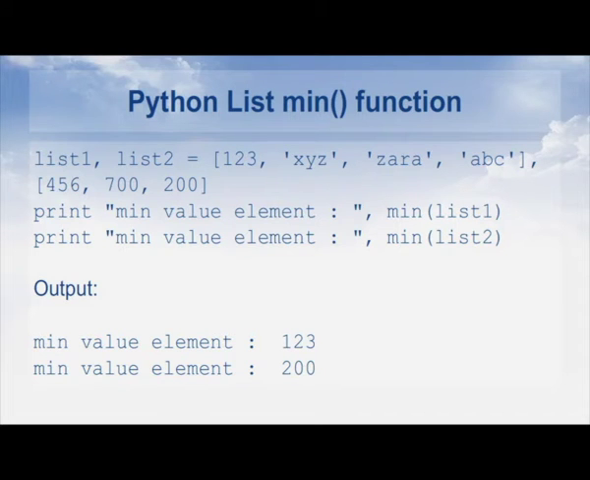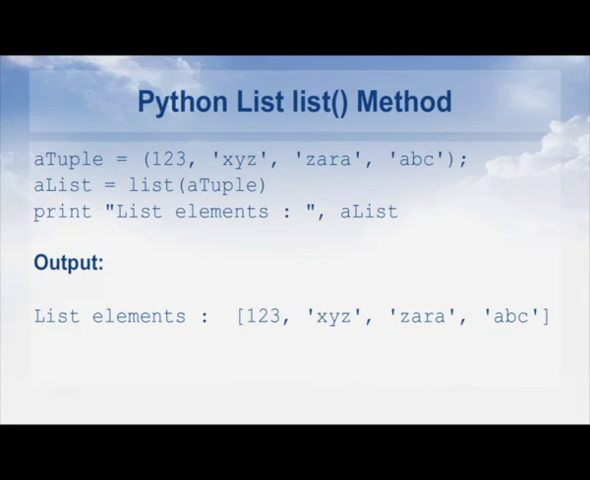Similarly, the min function. Here again I use the min function with the same list 2. Now, you see there are 3 values, 456, 700 and 200. Now, the minimum element is returned. So, min of list 2 is going to be 200. Here I am going to use the list method. So, what is this list method?